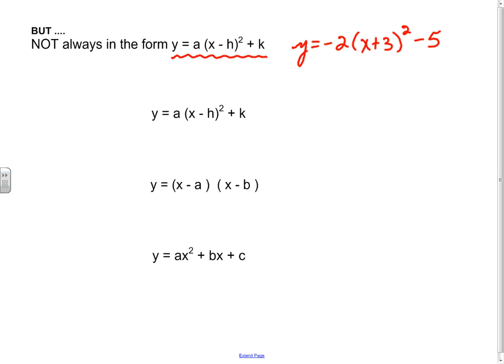You can see the vertex, you can see that it's upside down and skinny, and you can graph it quite easily and find all of the key features, except for the x-intercepts. This is called x-intercept form, and as it suggests, it is very easy to find the x-intercepts, and a little bit more work to find some of the other features.